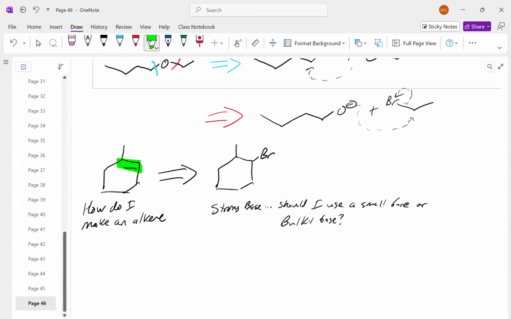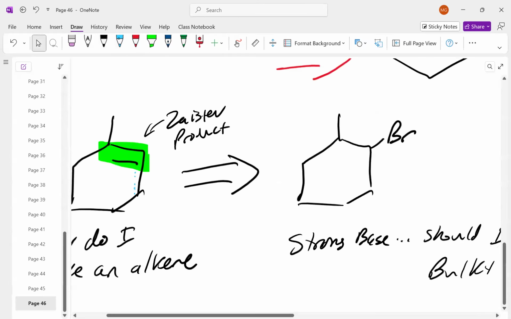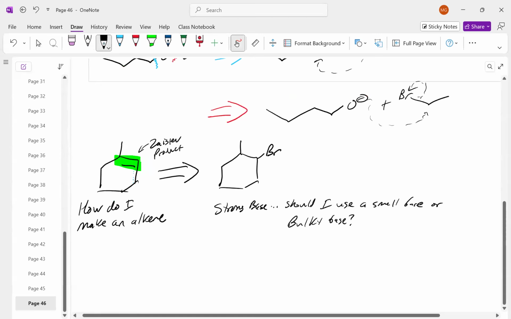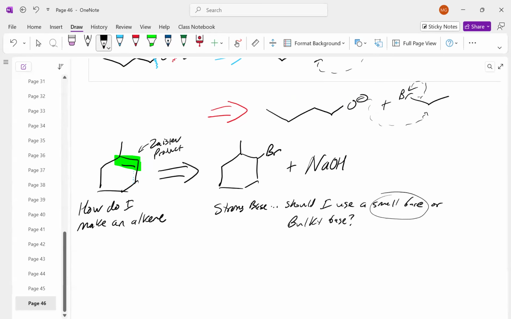Well, look at your target. Is that the most stable alkene that can be formed? Or is that the less stable alkene? That's the Zaitsev product because it's the more stable alkene, versus, say, this one here that I marked in blue. So I need to use a small base. So maybe in this case I use sodium hydroxide and heat to push it towards making mostly the E2 pathway.